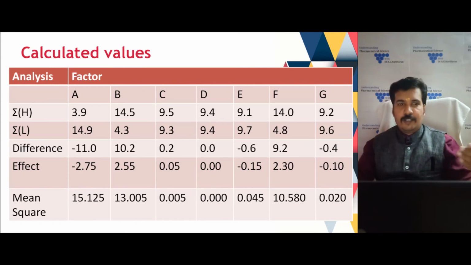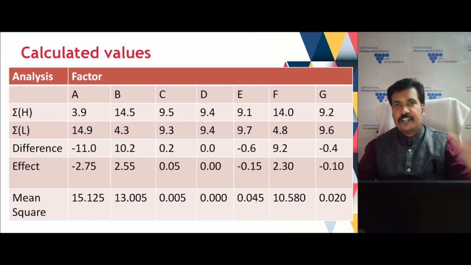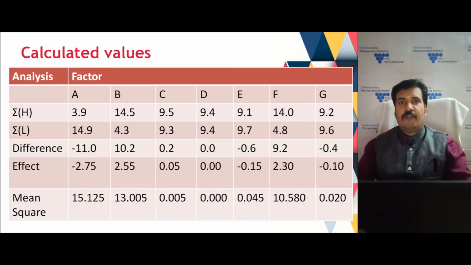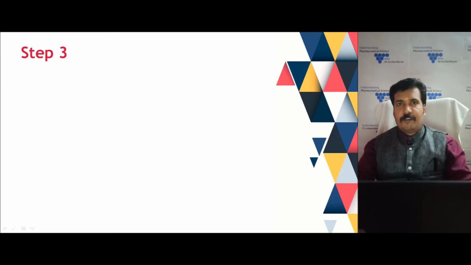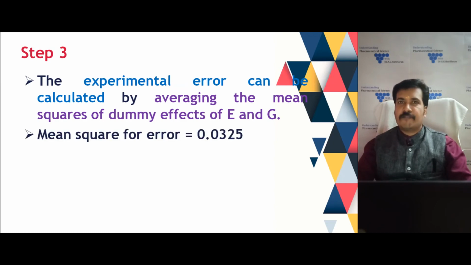Now the problem is that the dummy variables E and G do not reach 0. But they are not so high that our experiment is imprecise, and the sign is negative. So we have to calculate the experimental error. In step 3, we calculate the experimental error by averaging the mean square of these dummy effects. We end up with a value of 0.0325.